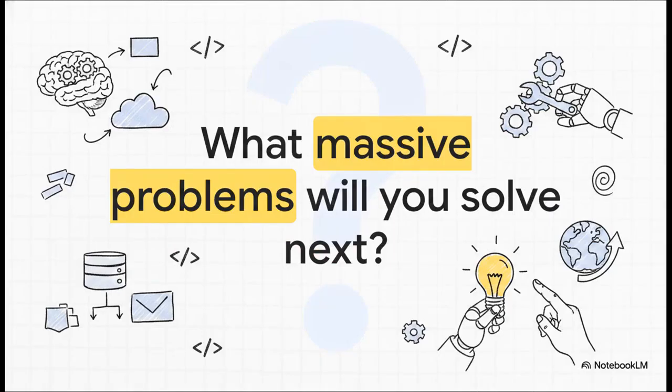Which leaves us with this final thought. We are officially entering an era of human-AI collaboration, where the friction between having an idea in your head and executing it on a screen is just rapidly disappearing. So as the AI handles the boilerplate, the messy syntax, and all the mundane chores, what massive problems are you going to solve with all that newfound mental energy?